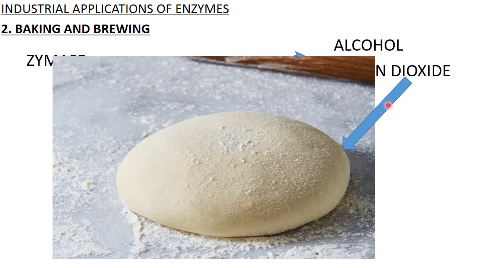I don't know if that's the process. I'm more interested in this part where enzymes are applied. The next application of enzymes is brewing. So in brewing, we use cereals. Cereals are grains like maize, wheat, millet, and the likes.